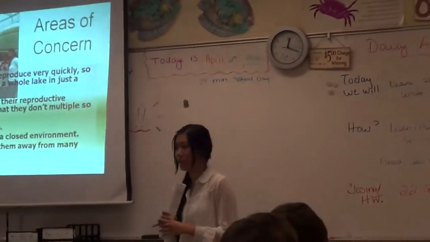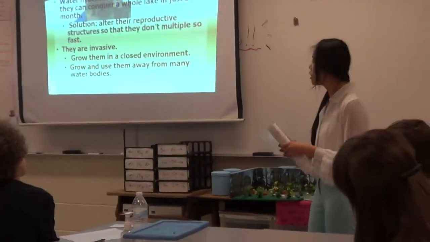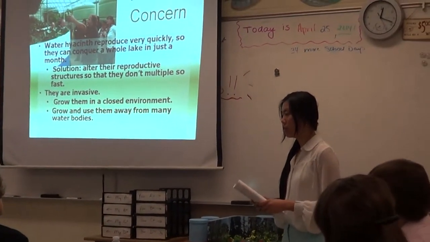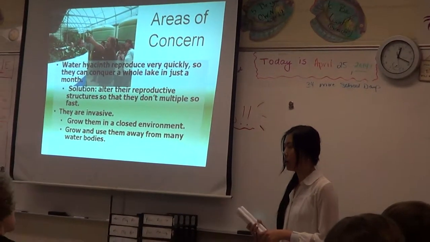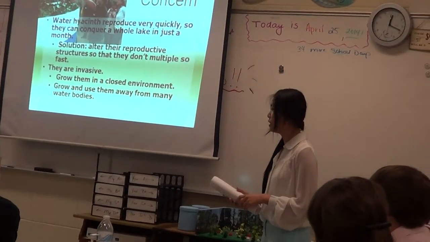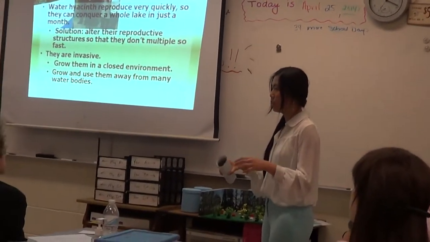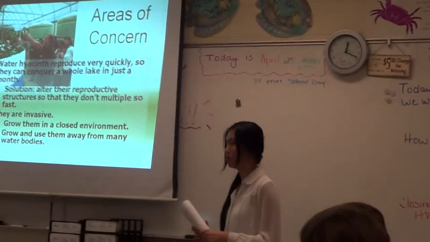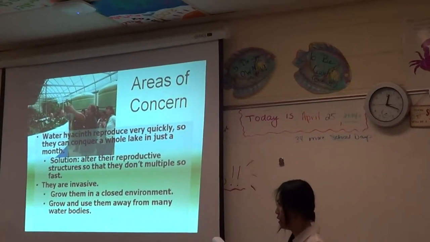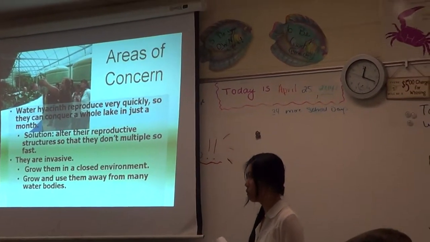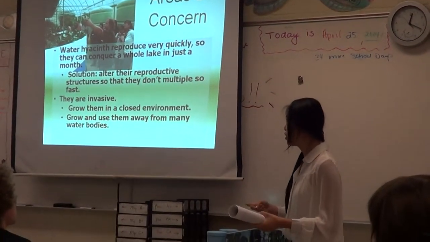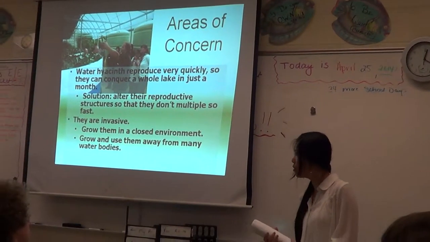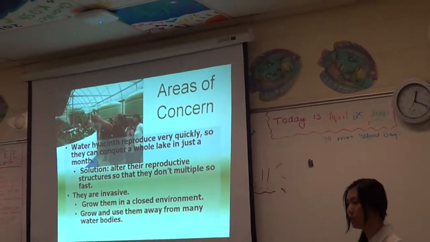Another area of concern is that they're invasive species, so that's why we don't do a lot of research on them. But there are a few things we can do. We can grow them in a closed environment. I interviewed a professor, and I asked Ms. Cotton, and they said to grow them in an enclosed environment, so if anything happens, like strong winds or a hurricane, they block the hyacinth from the water so it doesn't invade. And if we use them as a filter system without changing their genetic material, we should use them in places like the Middle East where there's no water, like a desert, like Arizona, away from many water bodies to prevent that from happening.